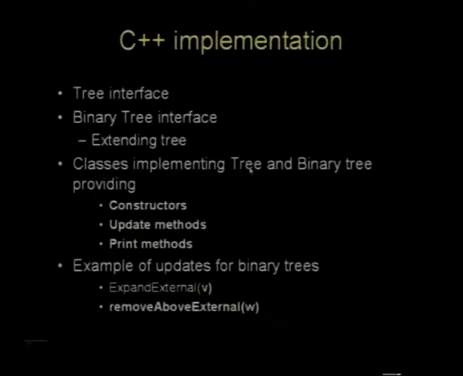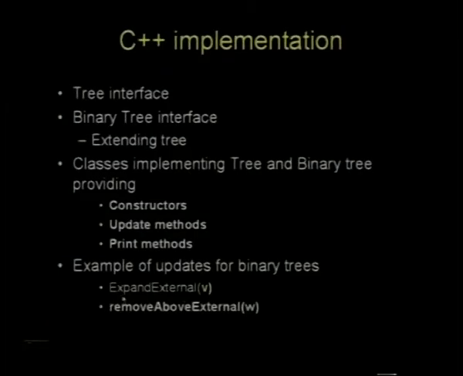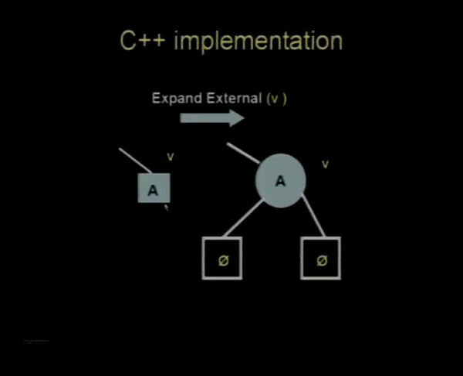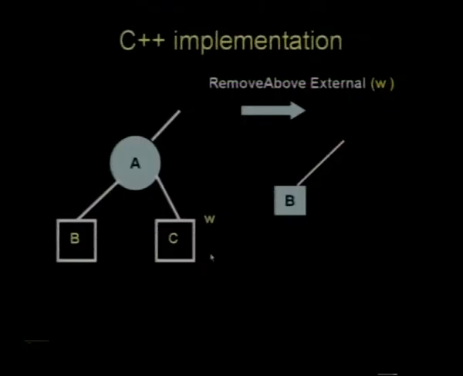So this is an example of a C++ implementation of a tree. So you have classes representing tree, and you have constructors, you have update methods, and you have print methods. Print methods are normally used for traversals, update methods are used for insertion and deletion, and constructors are used for constructing the tree. So examples of updates include expand external and then remove above external and so on. So this is an example of expand external where you are expanding the leaf node to point to 2 subtrees, and this is remove external where you are removing the node B from the whole data structure.